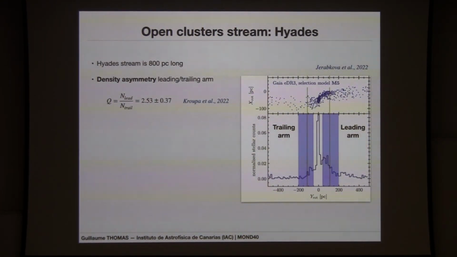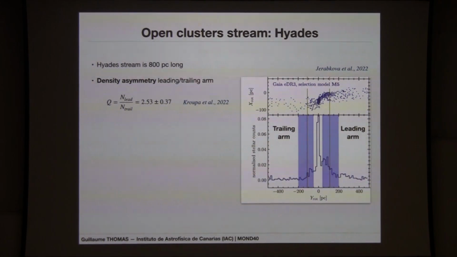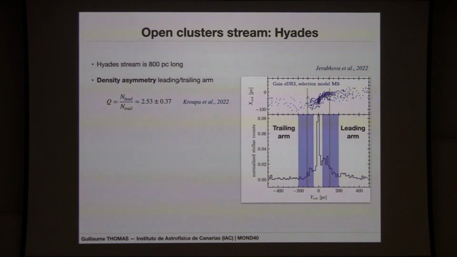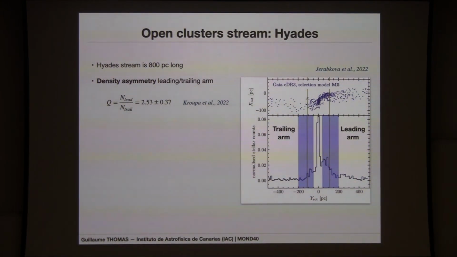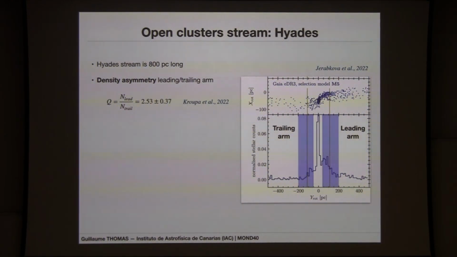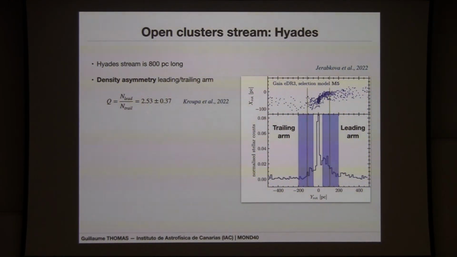Hopefully, Gaia made a very big breakthrough in recent years with an open cluster stellar stream called Hyades. The Hyades is the closest open cluster to Earth, and it's been observed that it has stellar streams around 800 parsecs long, as you can observe here, detected by Gaia. And what you can clearly see in the stream is that you have an asymmetry, but in that case it's the leading arm which is more populated than the trailing arm, and Pavel measured this asymmetry, with a ratio of around 2.5.